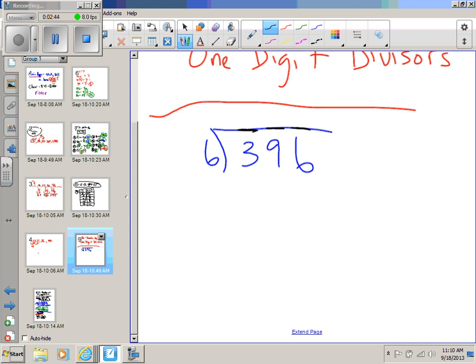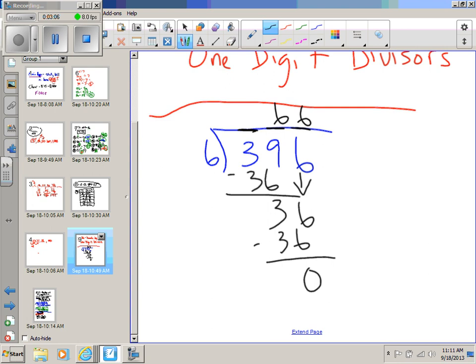Now 6 into 39 would be 6. So where should I put the 6? Above the 9. Very good. Subtract 39 minus 36 is 3. Bring my 6 down. 6 into 36 again. 6 goes over the other 6. And lo and behold, it works out evenly. No remainder. Any questions on the process?